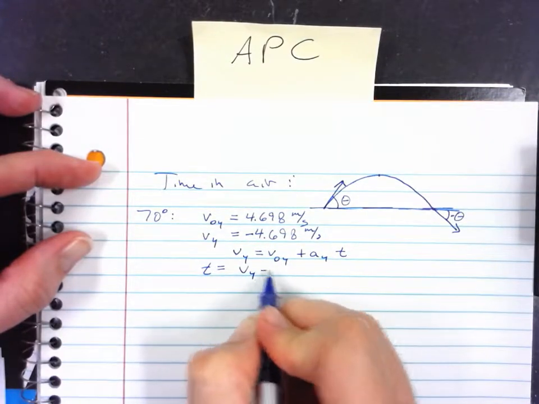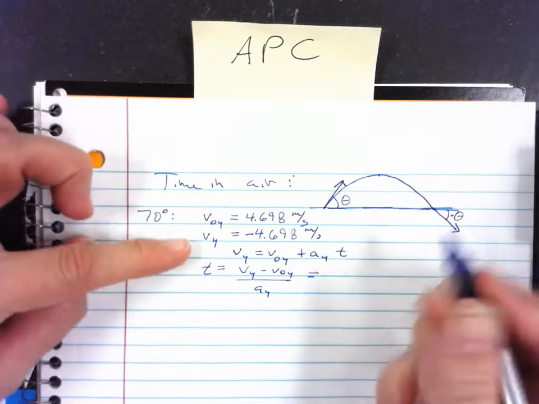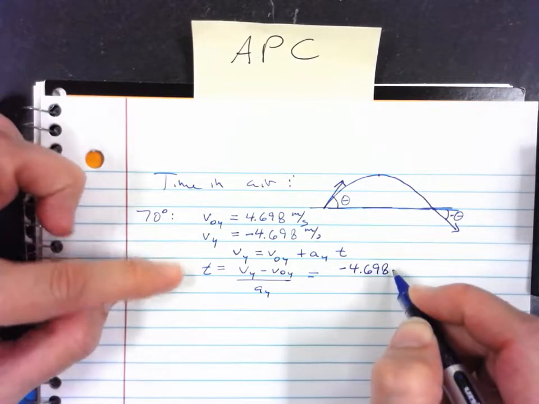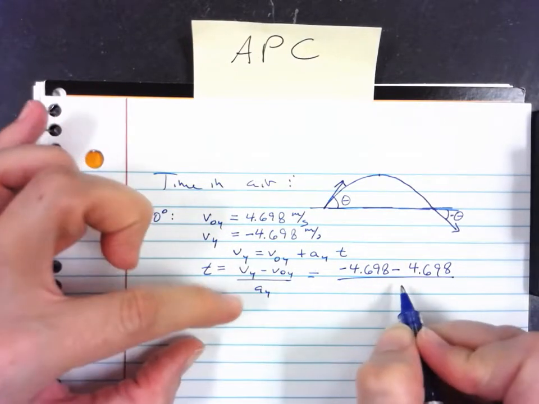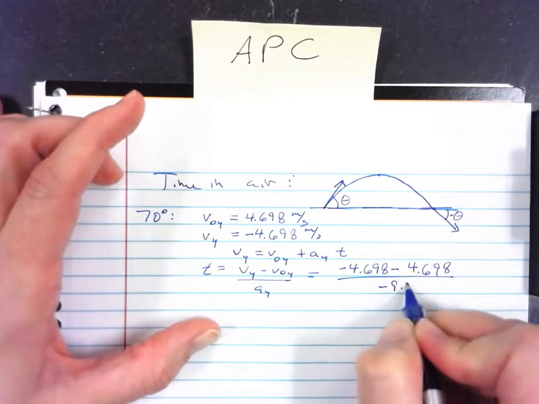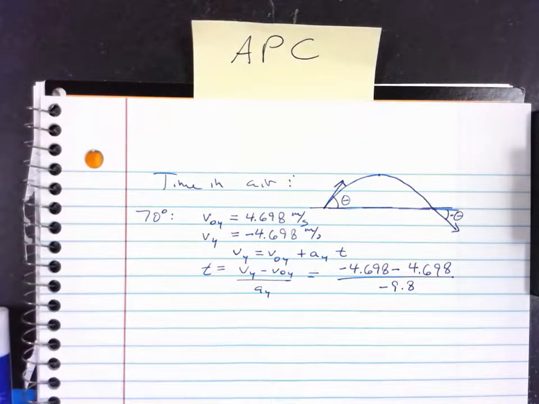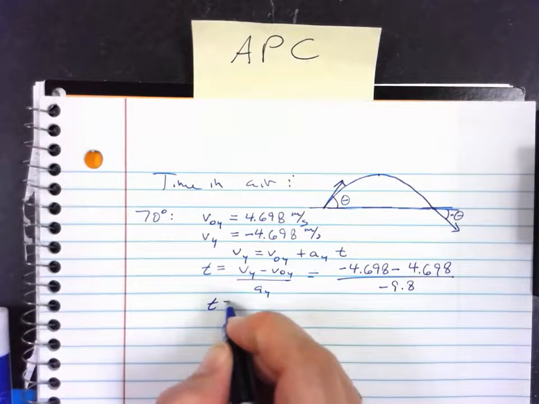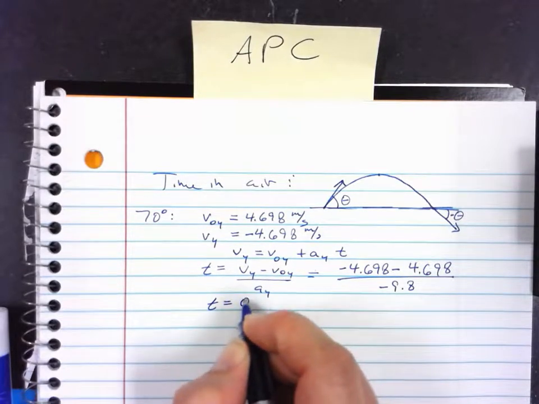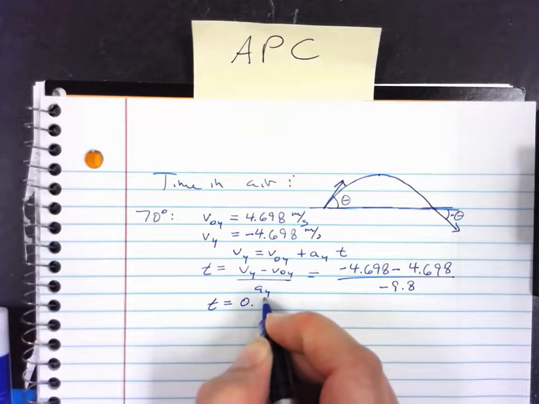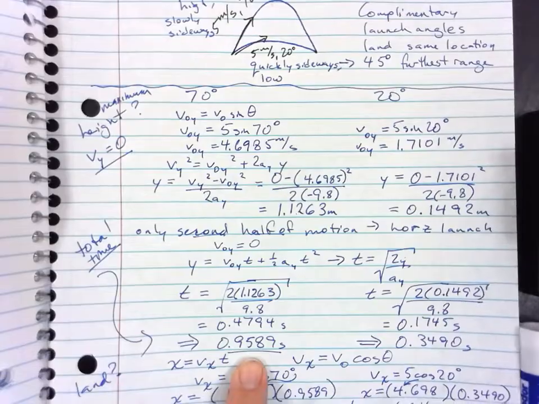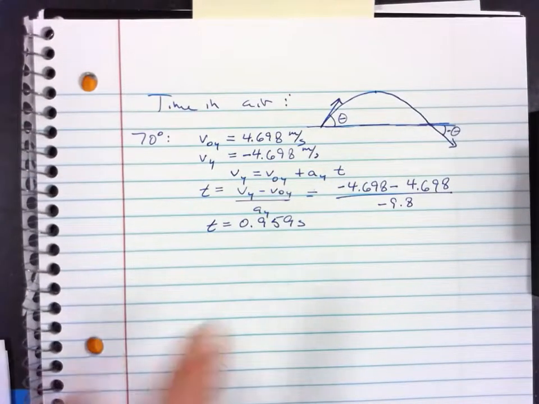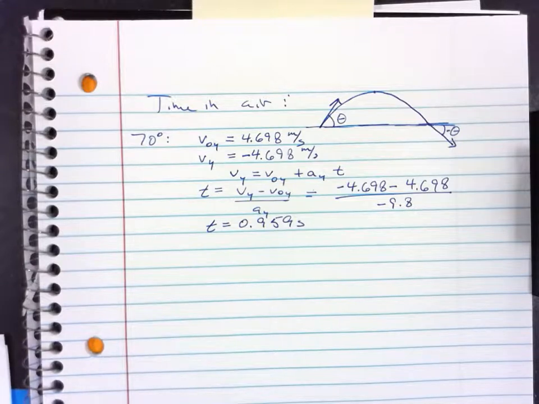Time is equal to Vy minus V0y over ay. So negative 4.698 minus positive 4.698 divided by ay. Well, it's down, and I'm using up in this problem as positive, so negative 9.8. So negative 4.698 minus 4.698, all divided by negative 9.8, gives me 0.959 seconds, which, if I flip back, is what we got before. It's a different way of doing it. You choose which way you want to do it.